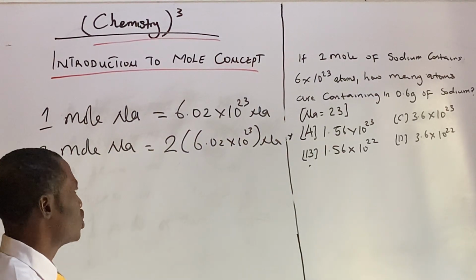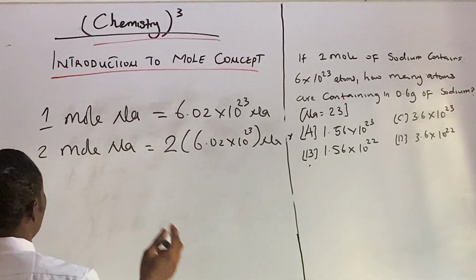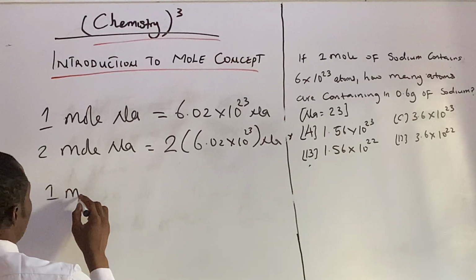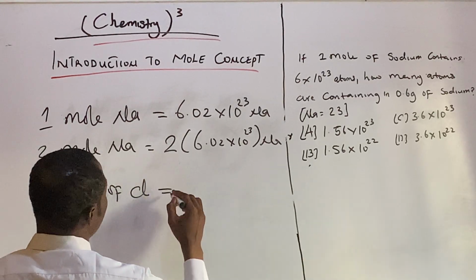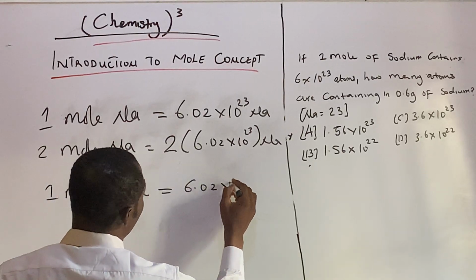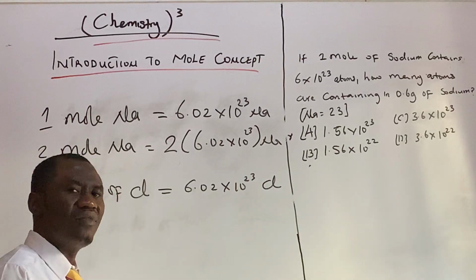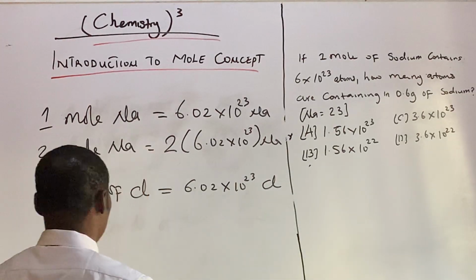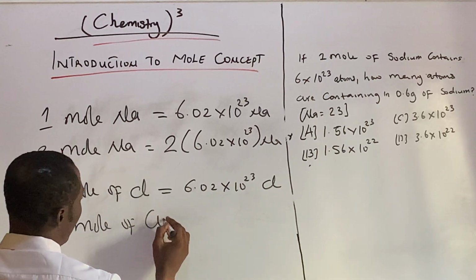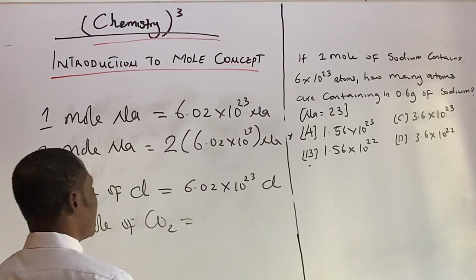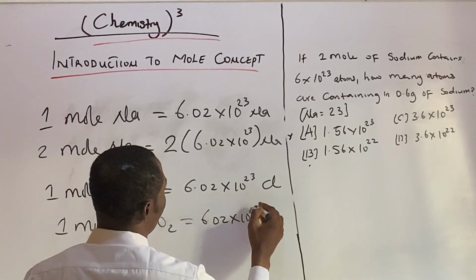Now, you can have calcium, you can have chlorine, you can have whichever. Now, let me give another instance. Let me say I have 1 mole of chlorine. 1 mole of chlorine is equivalent to 6.02 times 10 raised to the power of 23 chlorine. What if I have a molecular compound, let's say 1 mole of carbon dioxide? 1 mole of carbon dioxide is also equivalent to 6.02 times 10 raised to the power of 23.